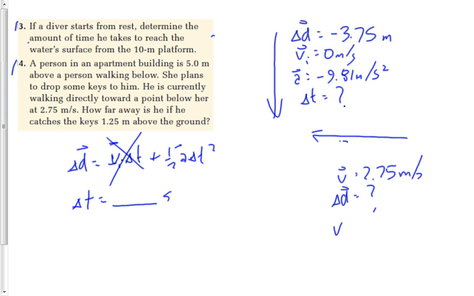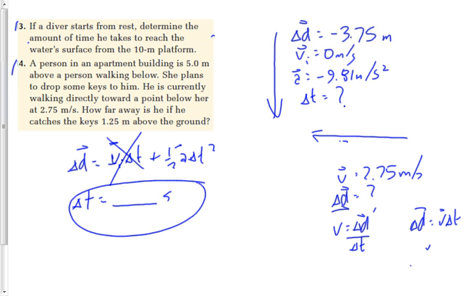So let's take this equation, since he's walking at a constant velocity. D is equal to v times t. Multiply 2.75 by however long the keys fell. That will tell us how far that guy has actually walked. Does that make sense? Anybody do it that way? All right, good, excellent. That's a hard question.